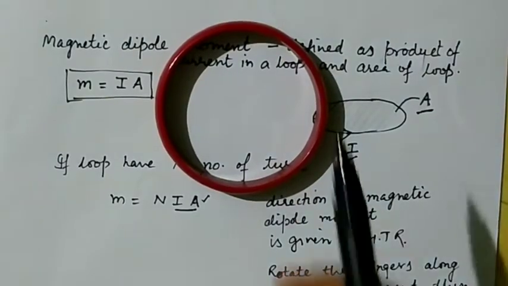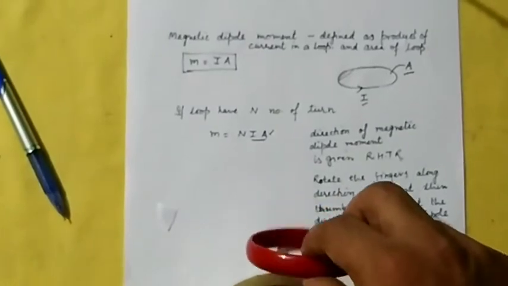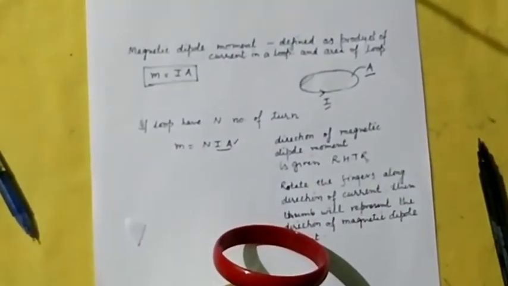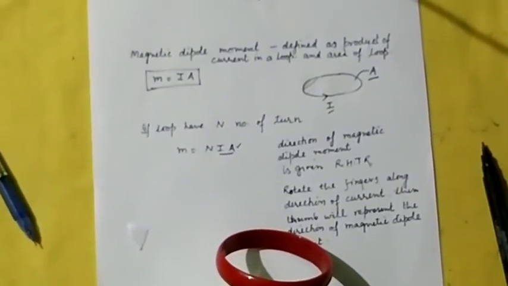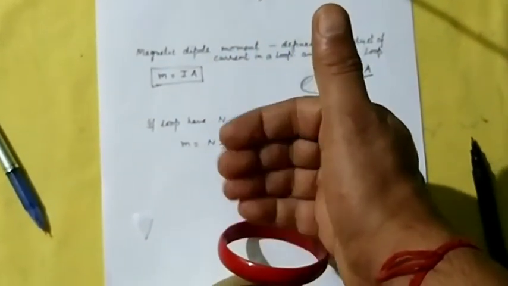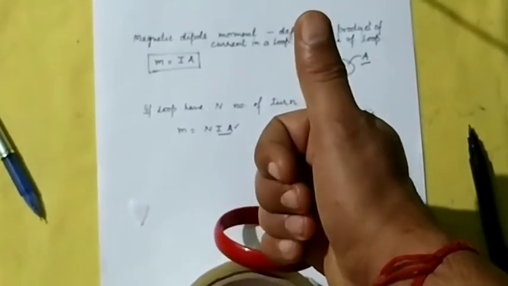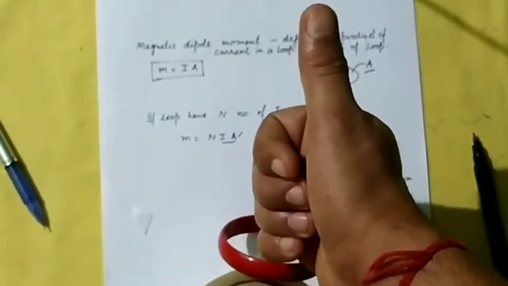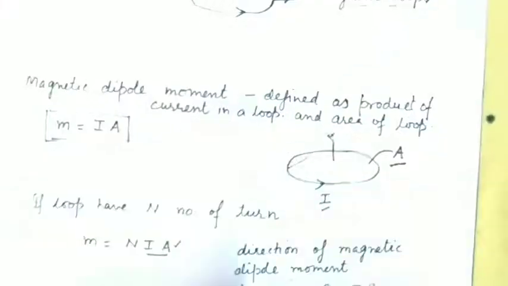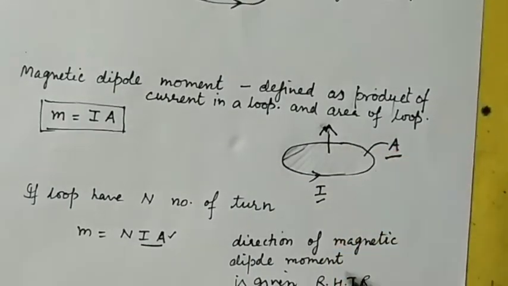Similarly, take this example, where the loop is along this plane in this direction. Then rotate the fingers along the direction of current. Here, this is the direction of current. I am moving my fingers along the direction of current, then the thumb will point in the direction of the magnetic dipole moment, that is along this direction. So the direction of the magnetic dipole moment is along this direction.